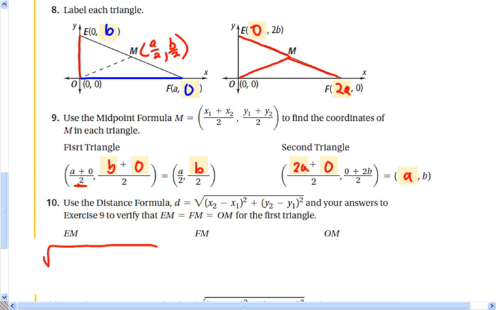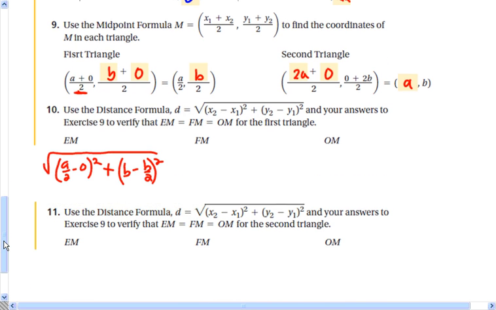So now to find EM, we're going to use the distance formula, where we need to subtract the x coordinates. From E to M, that would be 0 and a over 2. So 0 minus a over 2, or a over 2 minus 0, however you want to do that. When we square them, it doesn't matter which way you subtract them. So I'll just do a over 2 minus 0, plus b minus b over 2 squared when I subtract the y coordinates.